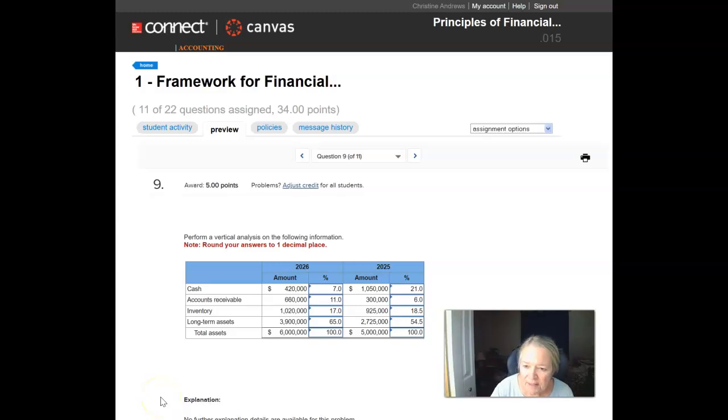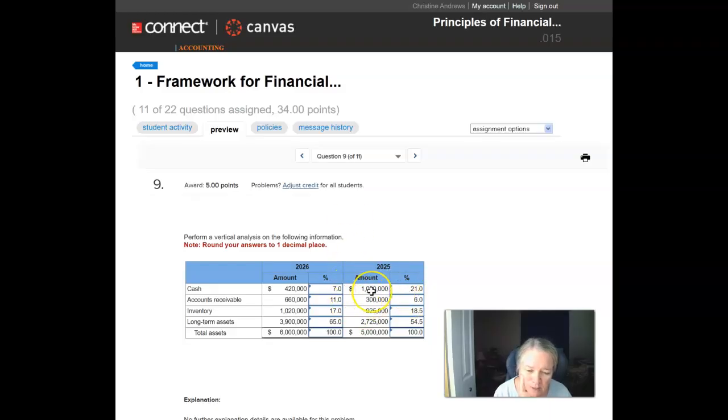Hi everybody, this is chapter 1, question 9, and they've got two things that we didn't do in class that are in your homework, and this is actually the solution, but it's good to know. It's just one of those things that you should know. There's always too much, but this is what's called a vertical analysis.